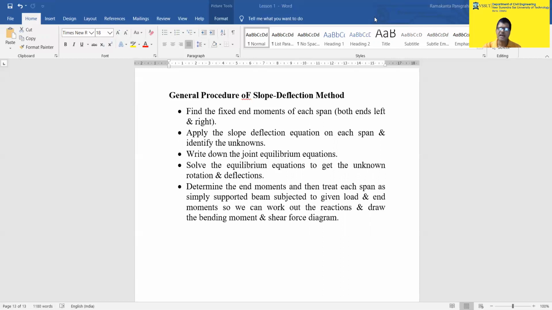So with this, we are concluding this theoretical introduction to the slope deflection method.